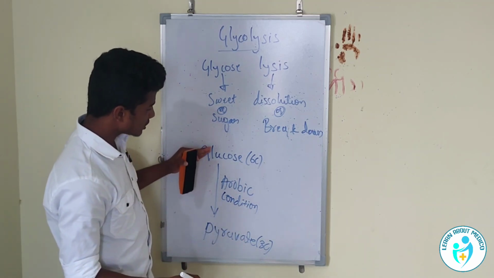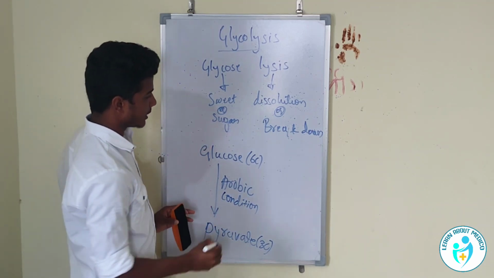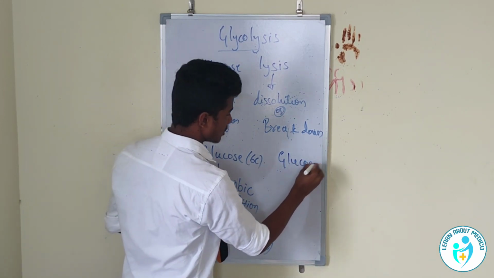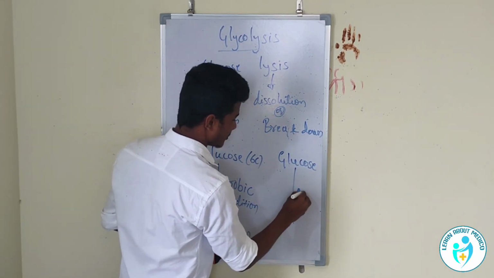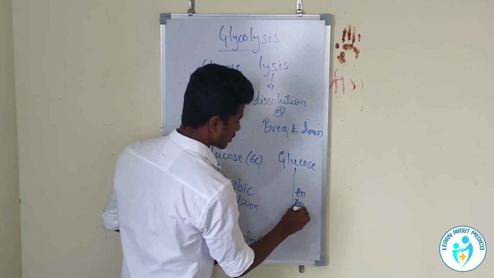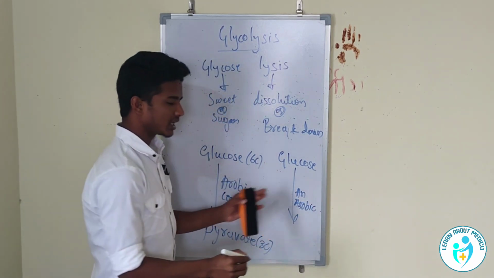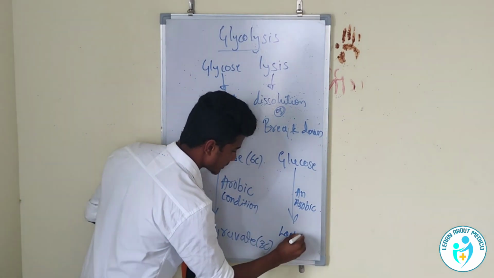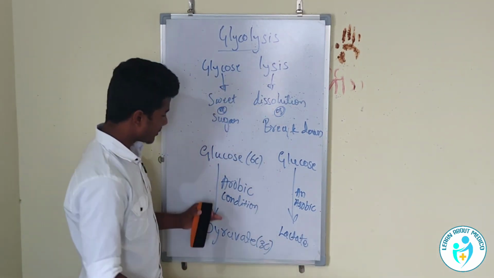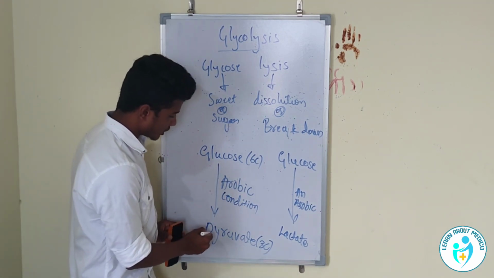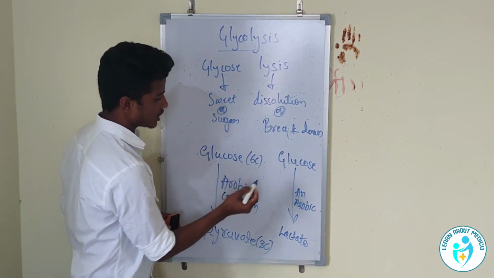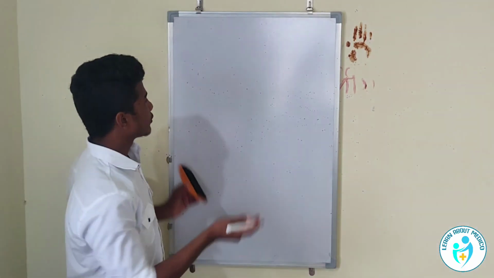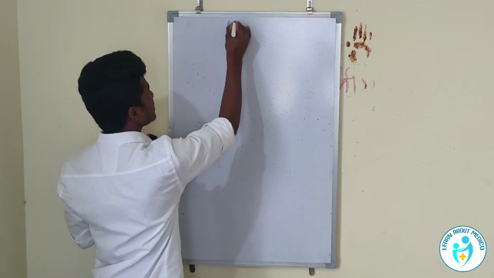During the aerobic condition, glucose is going to be broken down into pyruvate, and during anaerobic condition, glucose is broken down into lactate. After this, we are going to discuss the glycolysis pathway.